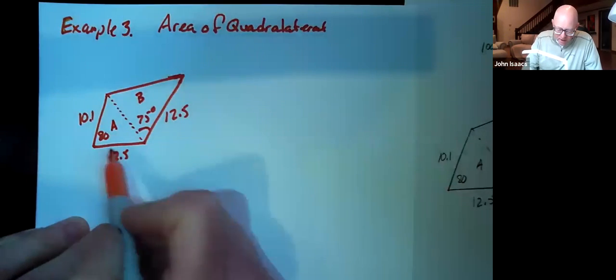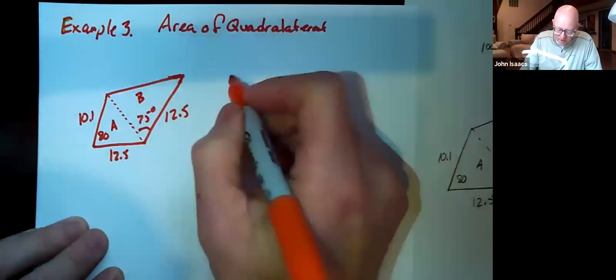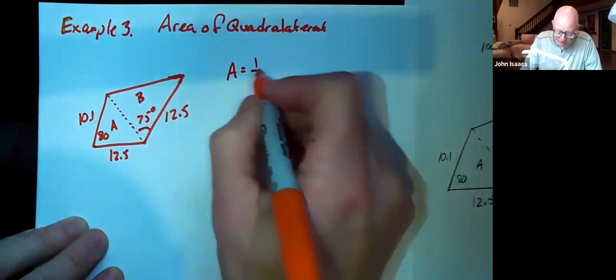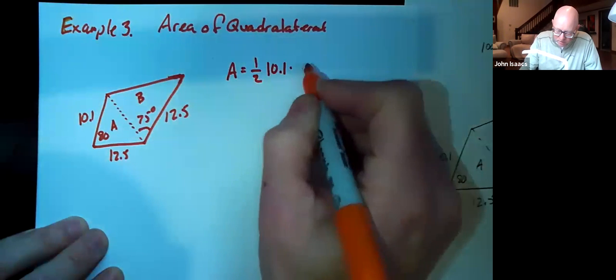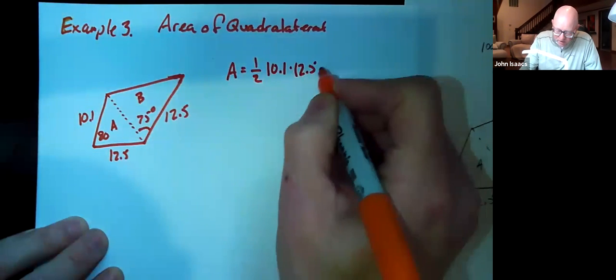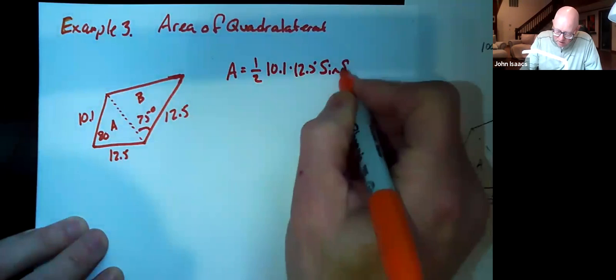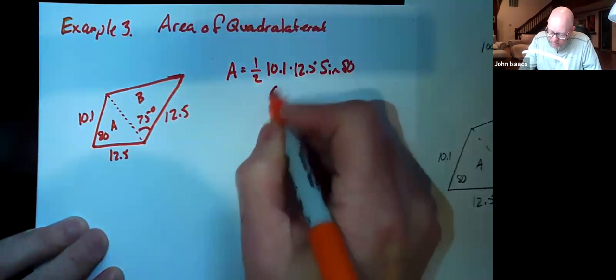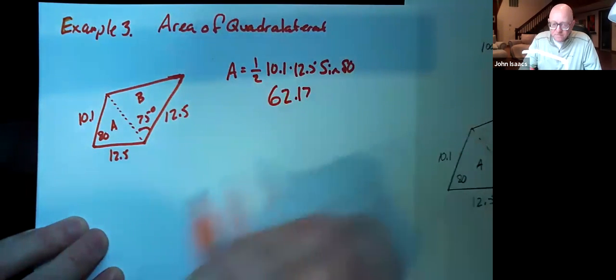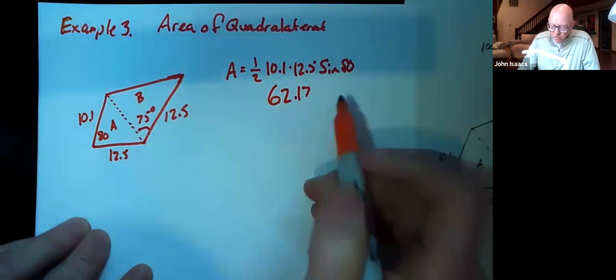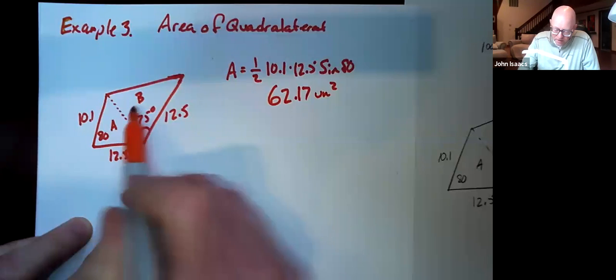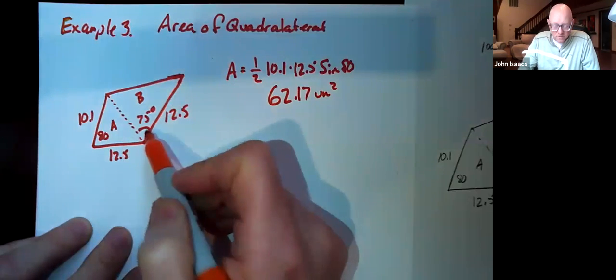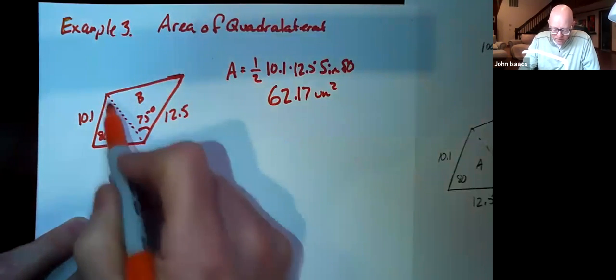Triangle A has two sides with an included angle, so that we can use our area formula. Area equals 1/2 of 10.1 times 12.5 times sine of 80 degrees. And therefore, A comes out to be 62.17. There's no units of measure here, but it would be square units, right? Units squared.